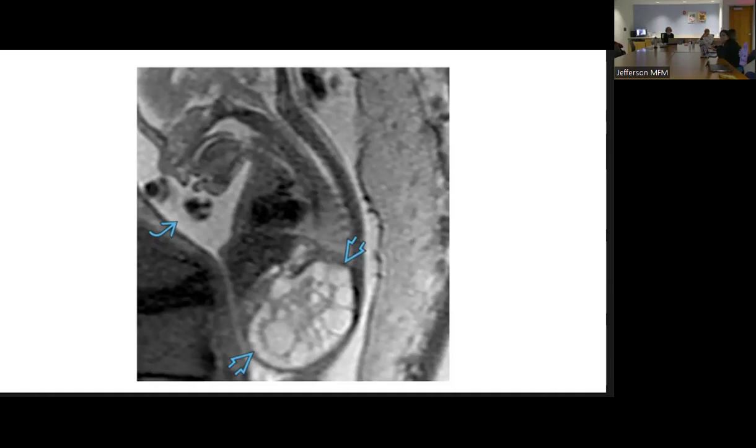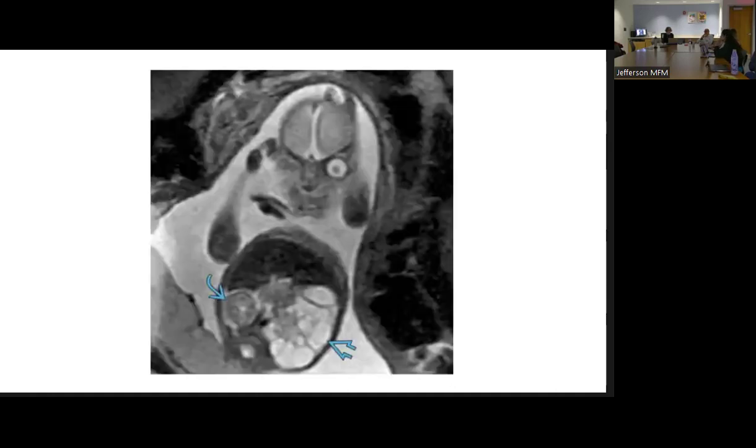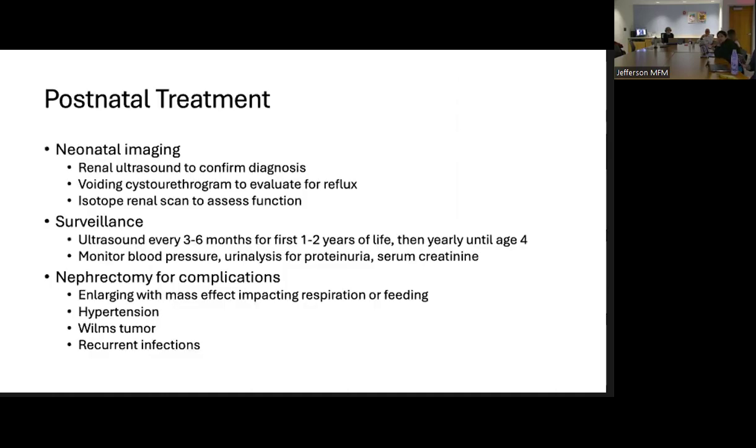Again, really, most people feel we should only be considering MR when we have fluid that's not allowing us to evaluate. So it's technically limited because of that. This is a coronal MR that shows MCDK and a contralateral normal kidney. And you see it's much bigger too. Much bigger. What about postnatal treatment?